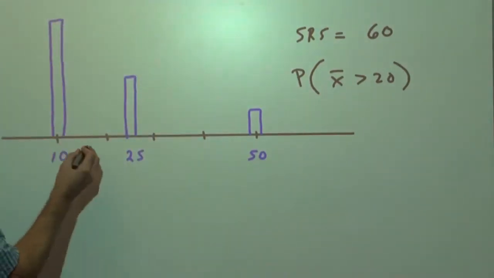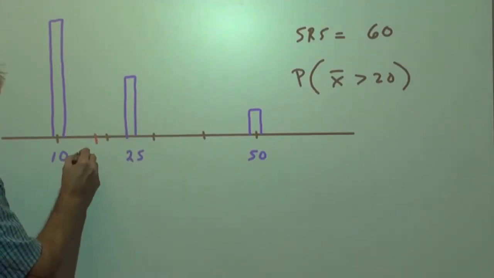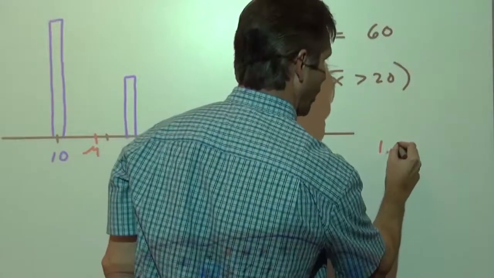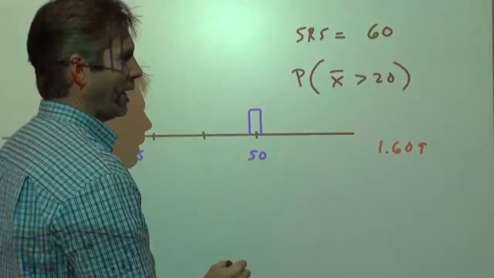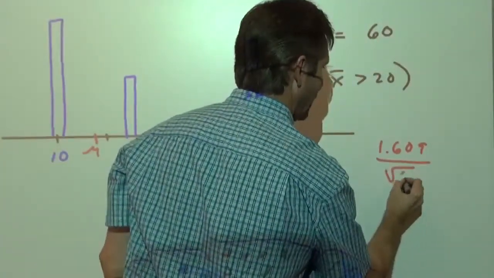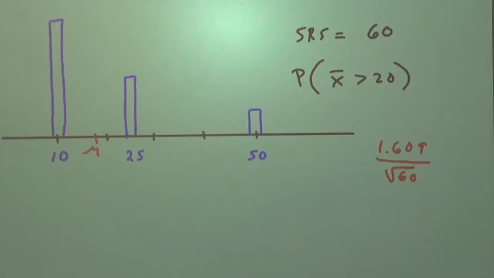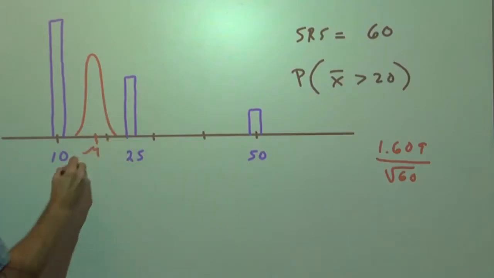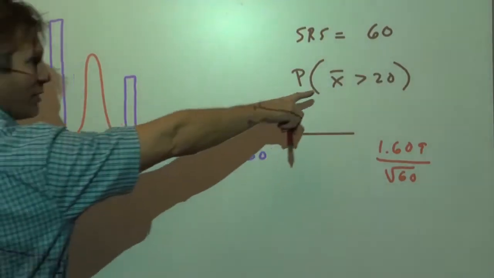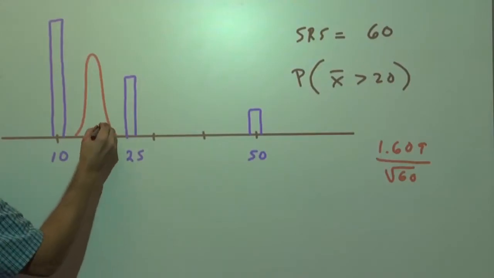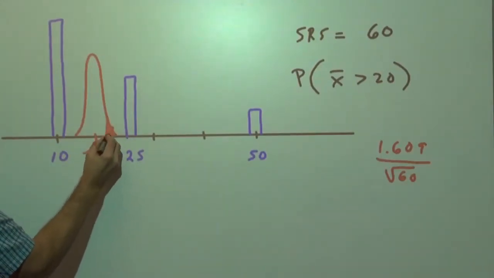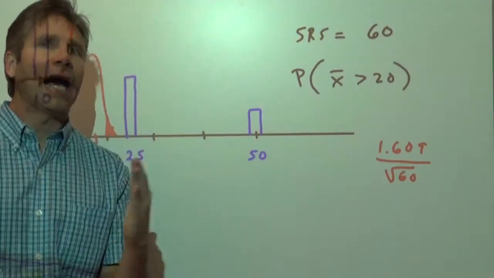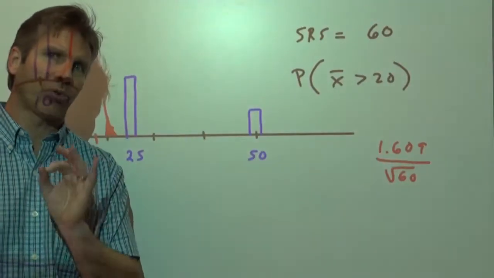So when we do this problem right here, we realize, oh, you know what? The population mean is going to be at 18.5. That's going to be right here. And the standard deviation is going to be that 1.609 that we had before, and we're going to divide it by the square root of 60. And so we're going to get a distribution of sample means that's going to be in here like this. To answer this, what's the probability that x bar is greater than 20? Let's see what the probability is that we get above 20, because a sampling distribution is theoretically how the sample mean should be distributed due to random chance.